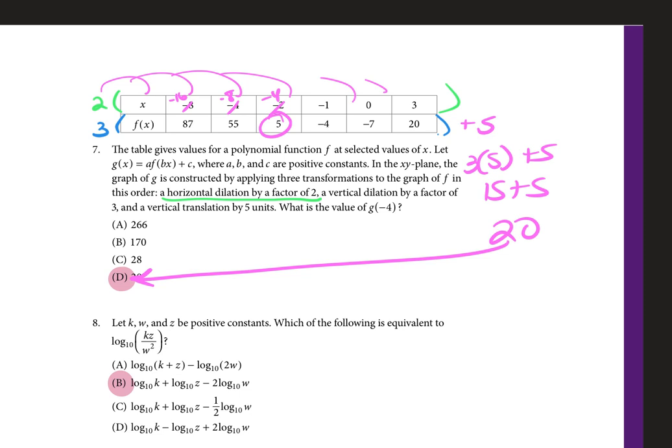Because then it would have been a factor of a half. So in the equation, the b is a half, but the actual dilation is by a factor of 2. If it gives you the factor, you keep it as it is. If it was in the equation, it would have been a half times whatever x is. That is a factor of 2. You're welcome.